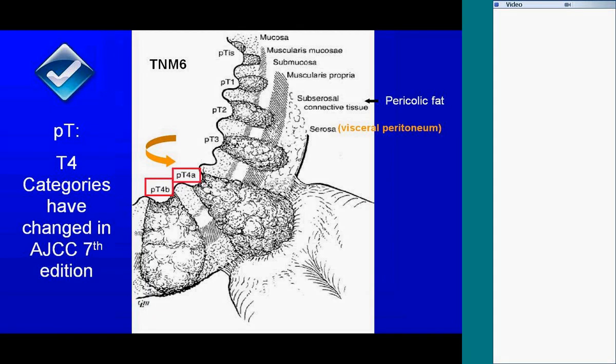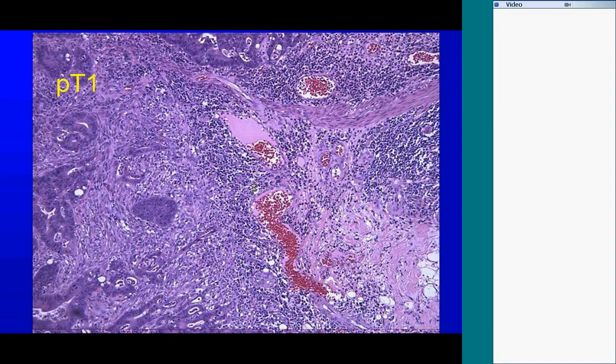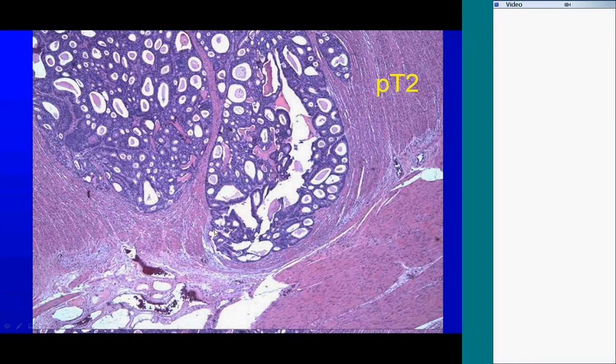As we've said, the T categories have changed in the AJCC 7th edition for T4A and B, and we'll talk about that in a little more detail. These are just examples of T categories. T1, tumor invades the submucosa. You can see here the muscularis mucosae, and it's disrupted here. The specimen is a little bit buckled as the tumor invades through it. So tumor into the submucosa remains T1. T2 in the 7th edition is tumor invasive into the muscularis propria.